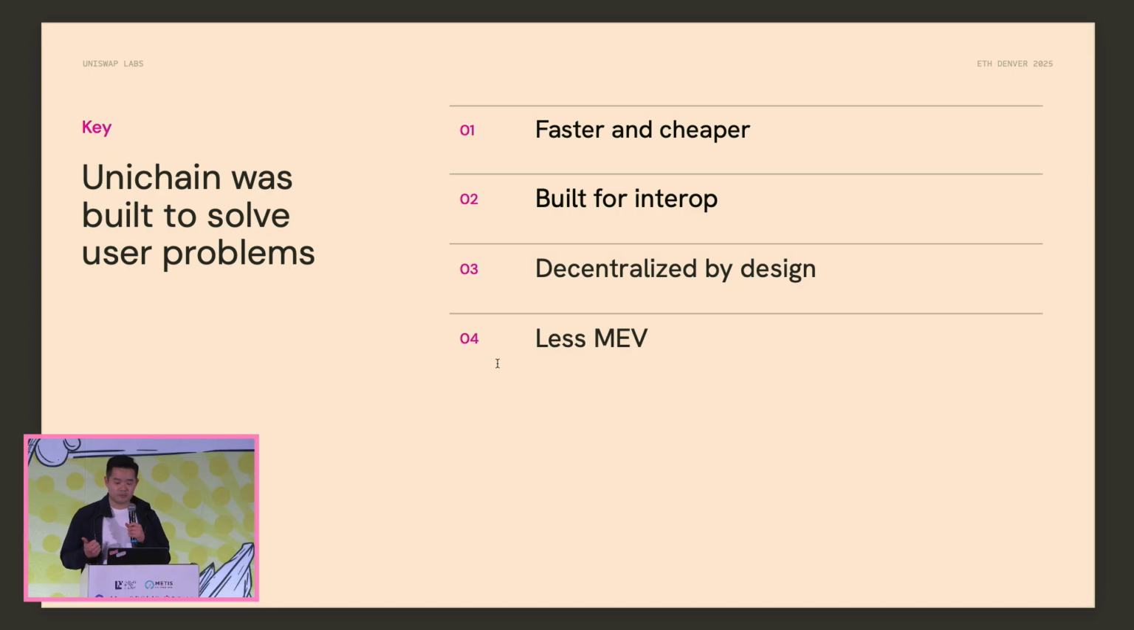Unichain is faster and cheaper, it's built for interop, decentralized by design, and has less MEV. In my talk, I'll talk about each of these features and how we're bringing them to life for all of you.